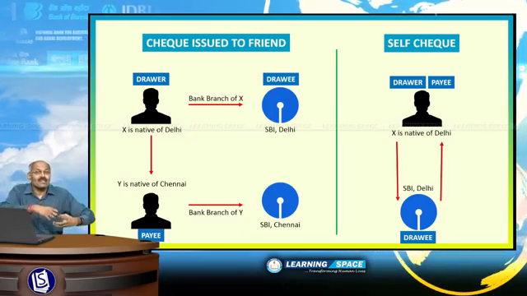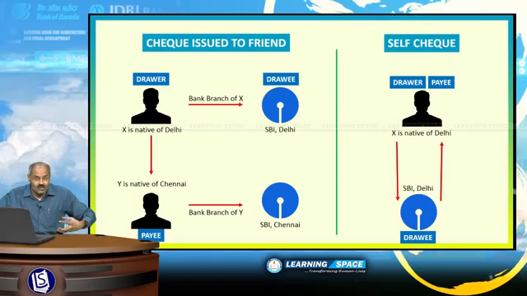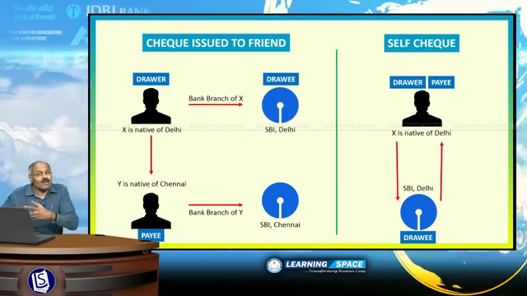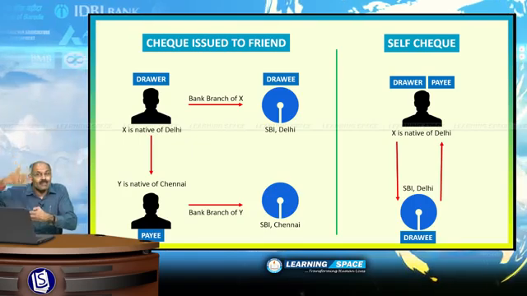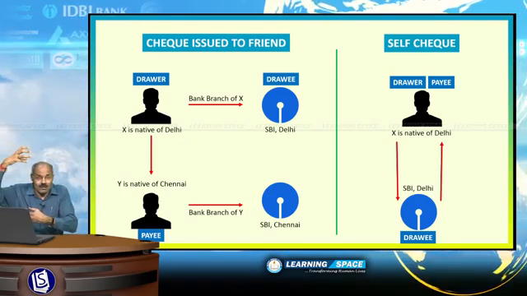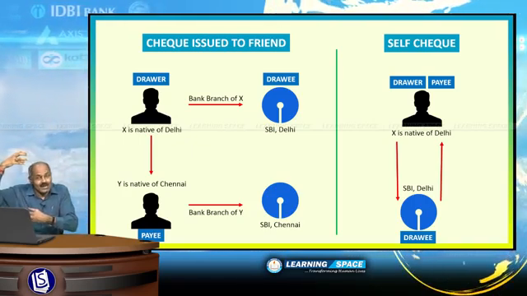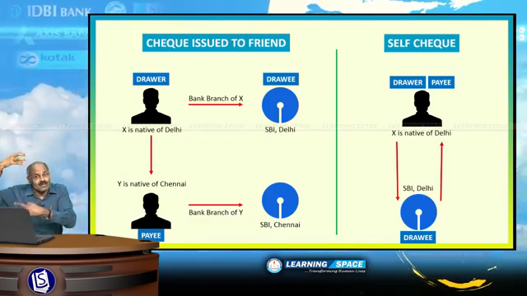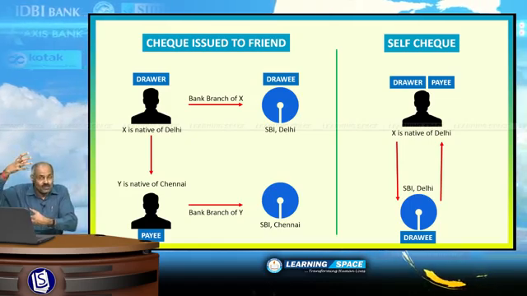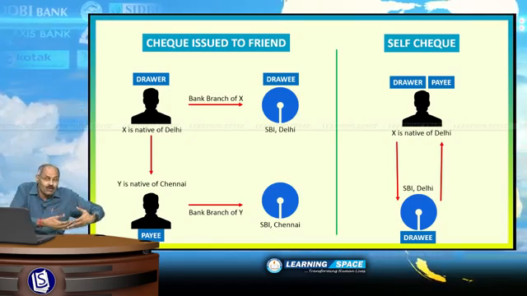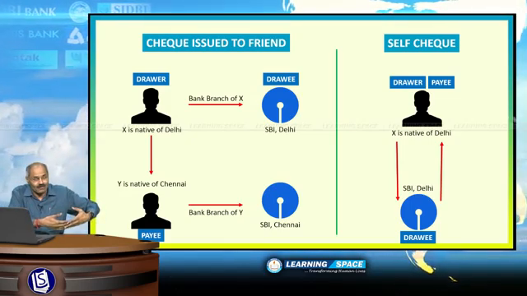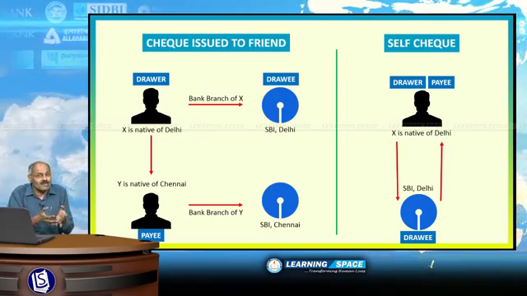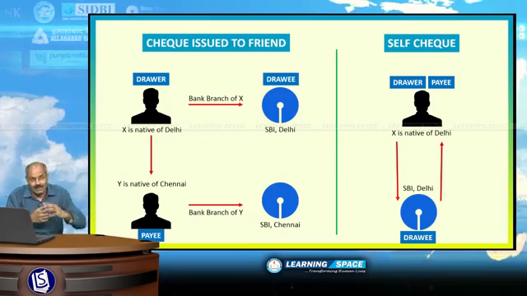The payee will present the check in the Chennai branch and the Chennai branch will make arrangements for cross checking the details with the Delhi branch. After verifying the details written on the check with the Delhi branch, the payment will be made to Y at Chennai, right. And this is about the system when a check is given to a friend.